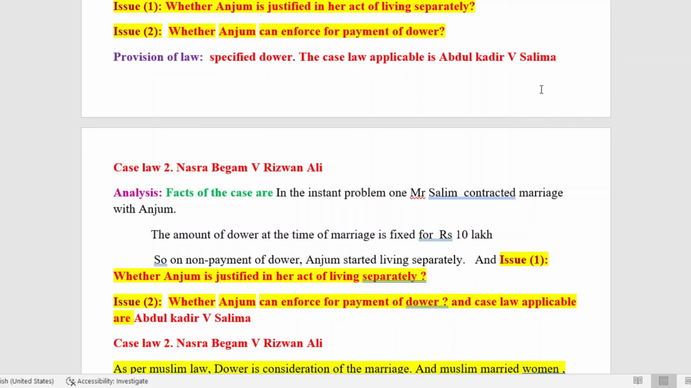Thereby, Abdul Qadir filed a suit for restitution of conjugal rights against her father-in-law and wife. The defendants have come up with 3 contentions. So here, the case has been filed against the father-in-law. Here, the petitioner is Abdul Qadir. He has filed the case against Salima's father, that is the father-in-law, with regard to the restitution of conjugal rights.